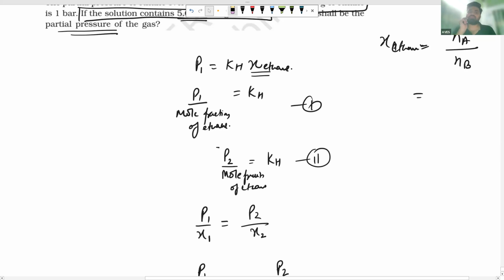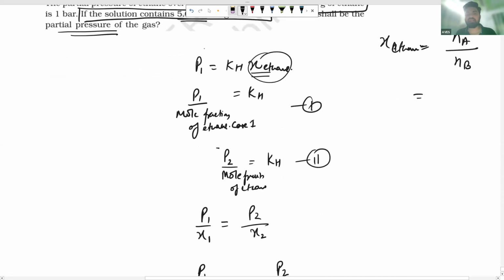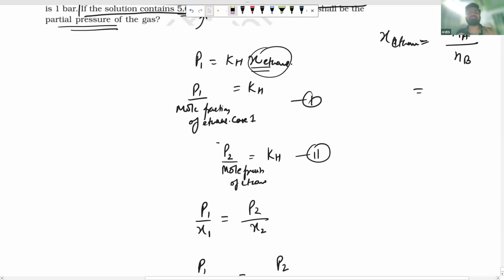Understood, sir. Let me explain that. Read the question. Here it is saying that the partial pressure of ethane over the solution, that is 6.5 grams of ethane, is given to you. So you will calculate P equals KHX. Now you don't know the value of KH, so it's okay. We have the two cases. We just write the KH and bring the mole fraction of ethane here in case 1. Here is the second case, in which the amount of ethane is this one, but the KH value is the same because it is an ethane gas.